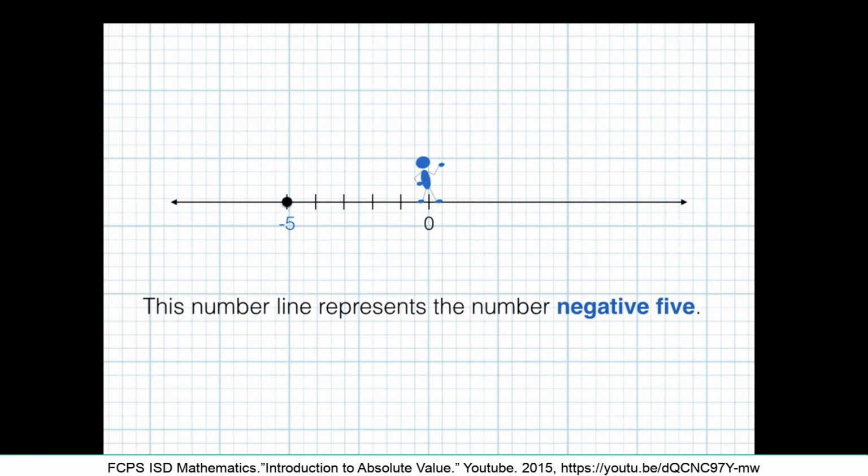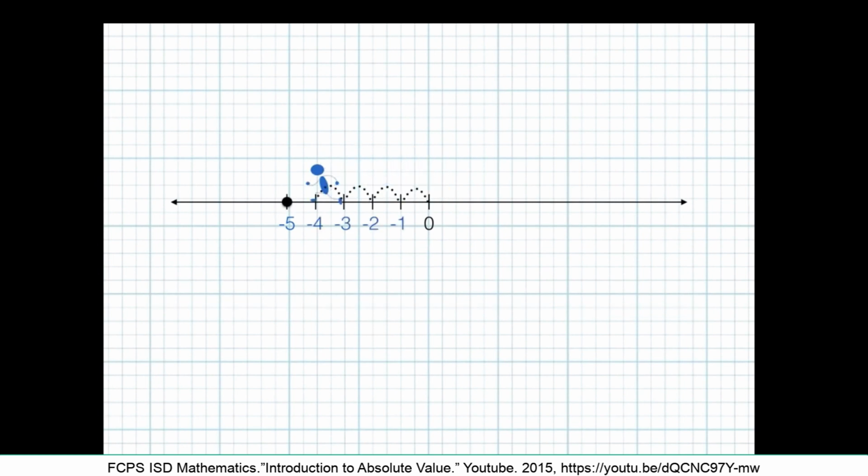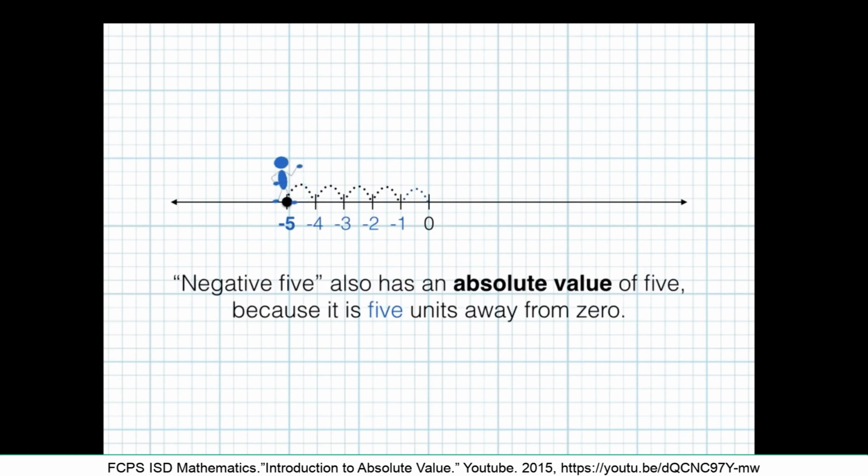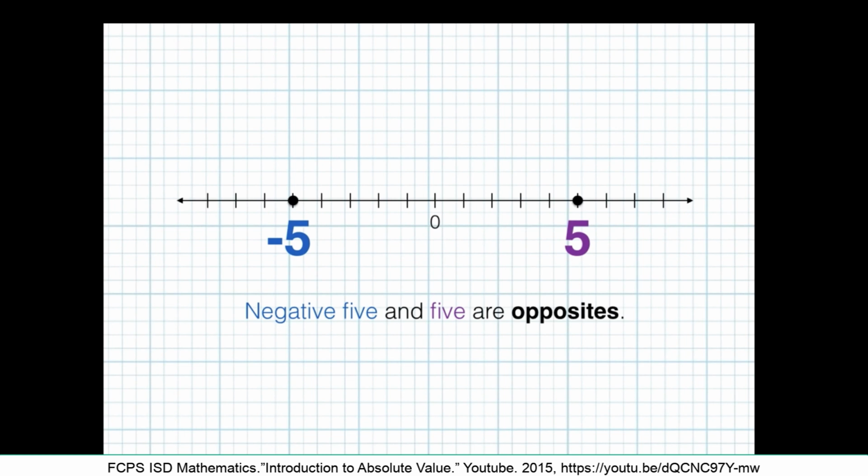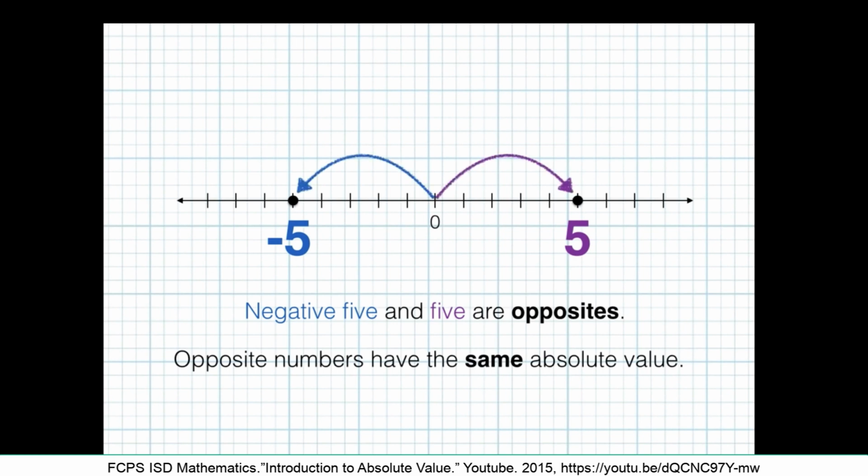This number line represents the number -5. -5 also has an absolute value of 5 because it is 1, 2, 3, 4, 5 units away from 0. We say -5 and 5 are opposites. Opposite numbers have the same absolute value.